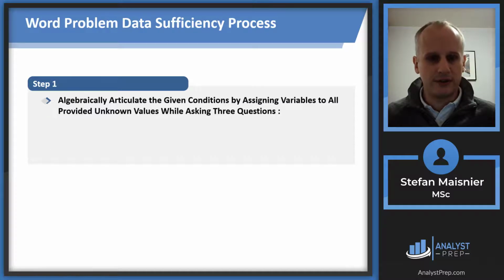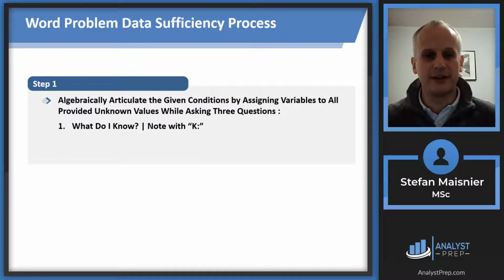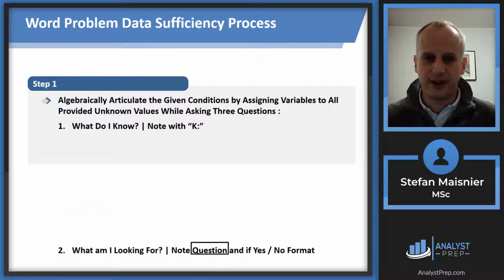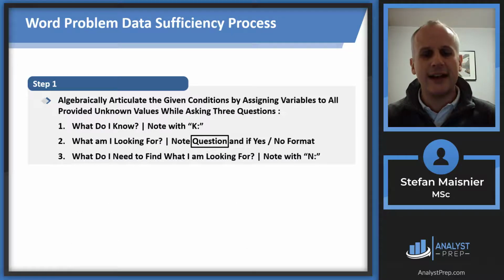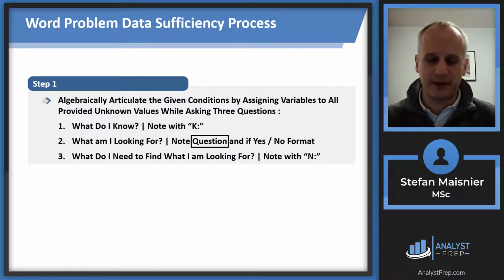So you want to algebraically articulate the given conditions by assigning variables to all provided unknown values while asking those same three questions as always. First, what do I know? Note it with a K. What am I looking for? Note the question with a box. And if it's a yes-no format, put the little yes-no or Y/N. And then lastly, what do I need to find what I'm looking for? And you'll note that with an N. Again, all of this as algebraically as possible without really diving into the English from the paragraphs.